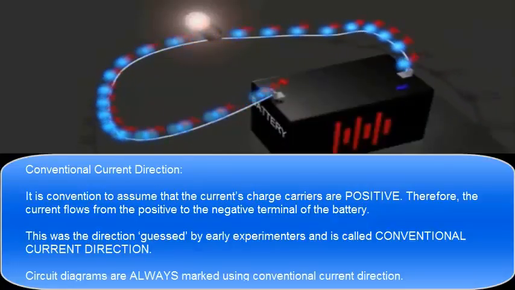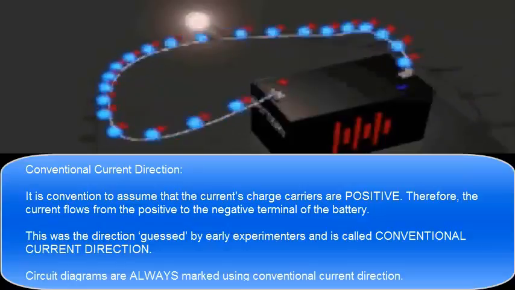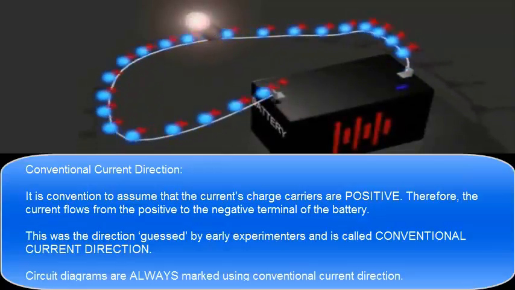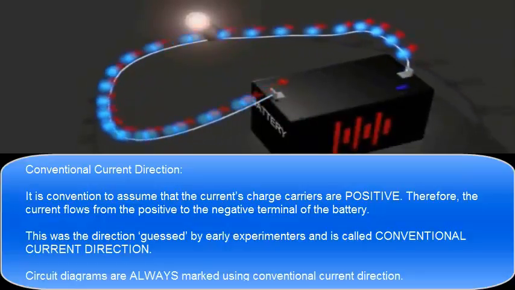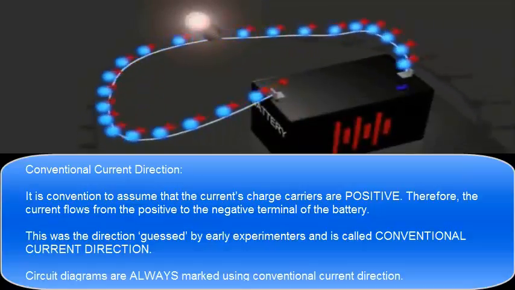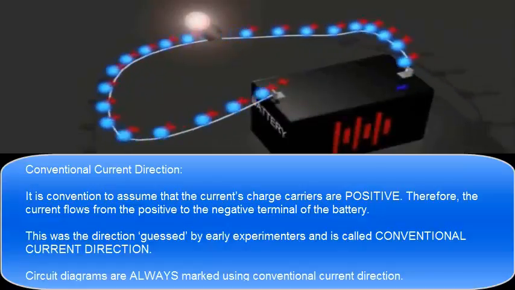Conventional current direction. It is convention to assume that the current's charge carriers are positive. Therefore, the current flows from the positive to the negative terminal of the battery. This was the direction guessed by early experimenters and is called conventional current direction. Circuit diagrams are always marked using conventional current direction.